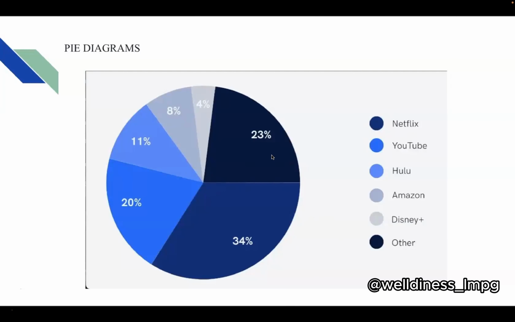So the second most consumed is which one? Other. Like I said, other. This other is most likely pirated. People that will just go to one website and they can watch all of them in one place.